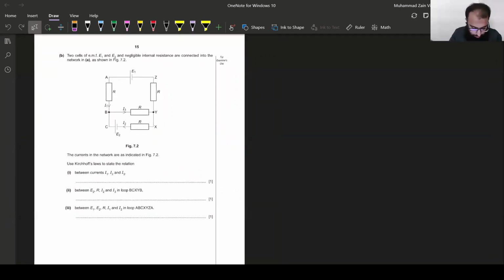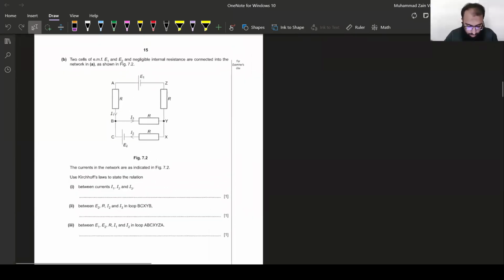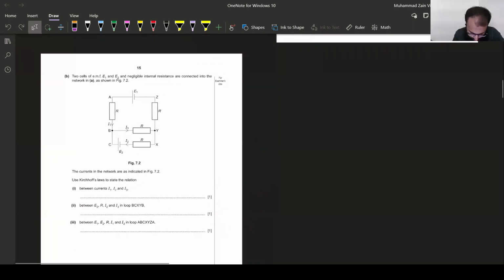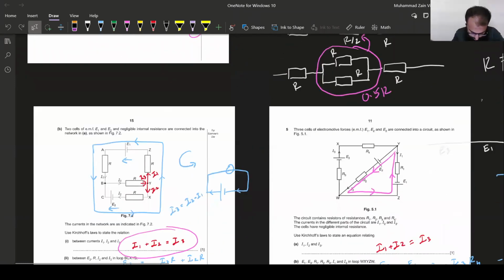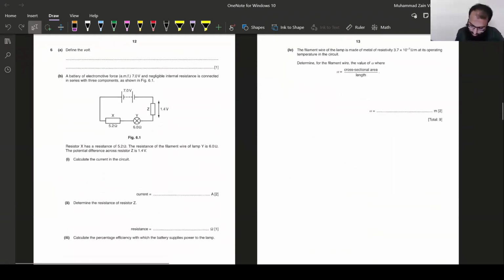Now, two cells of EMF E1 and E2 and negligible internal resistance are connected into the network as shown in figure 7.2. Now again, Kirchhoff's law. Use Kirchhoff's law to state the relation between currents I1, I2, and I3. So, Asha, have we done this earlier? Yes, I think this is this question. Yeah, so we've done this. Apologies, it was pasted twice.